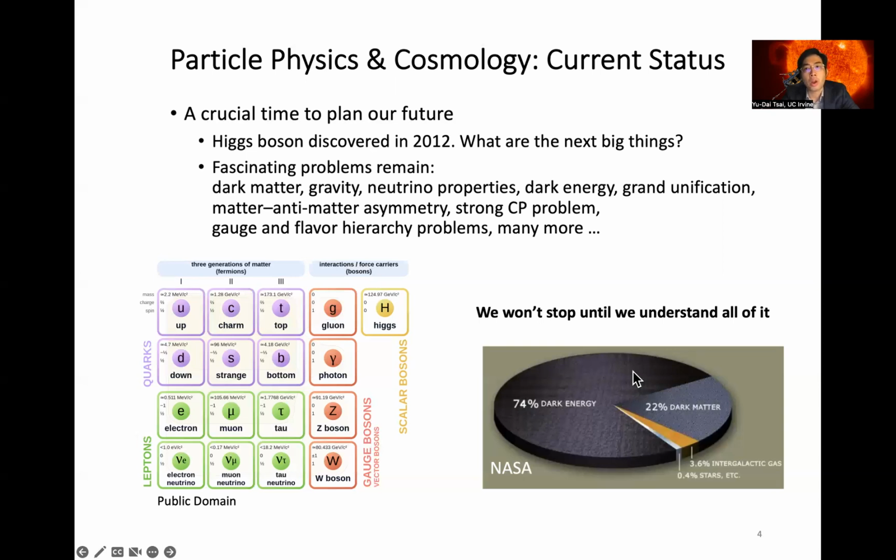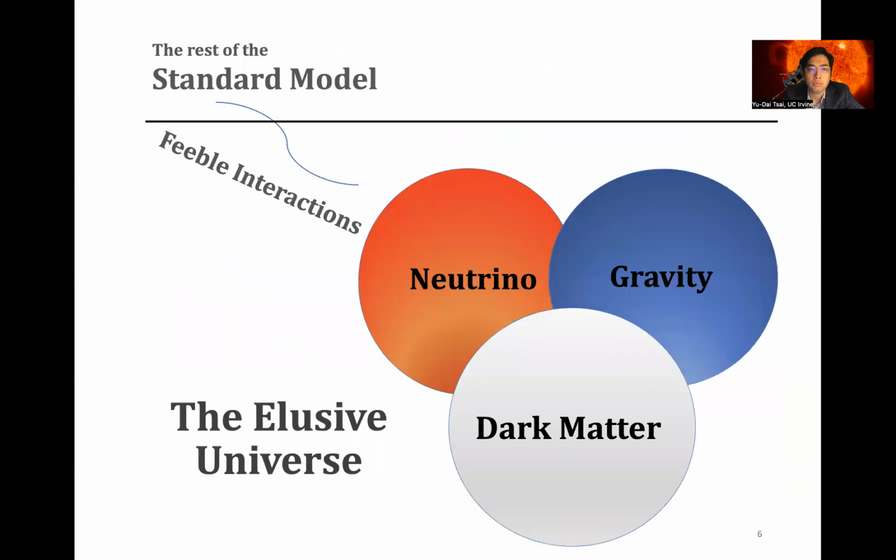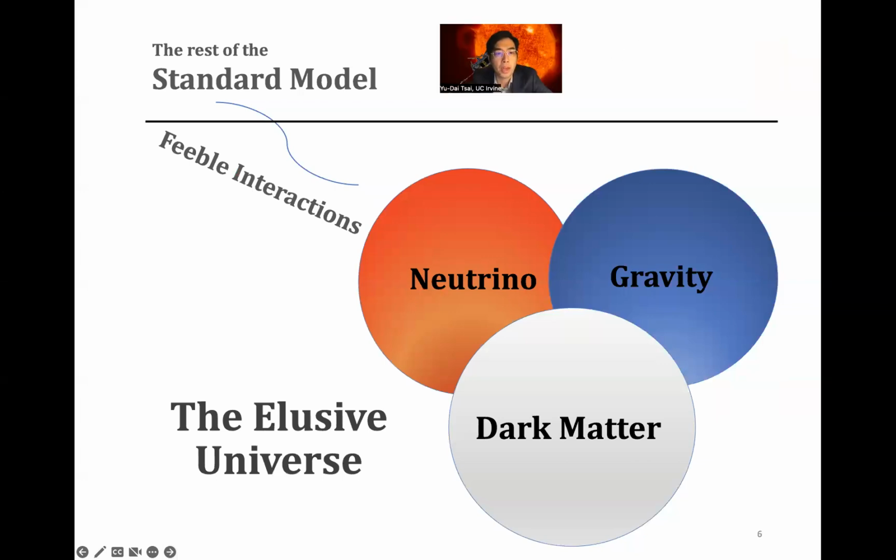So then what are the first things that we can study? To me, there are three most important things: neutrinos, gravity, and dark matter. If you wake me up in the morning, these are the three things that I will probably be thinking about. And what they have in common is that they all have feeble interactions with the standard model. So that's why I call them the elusive universe.